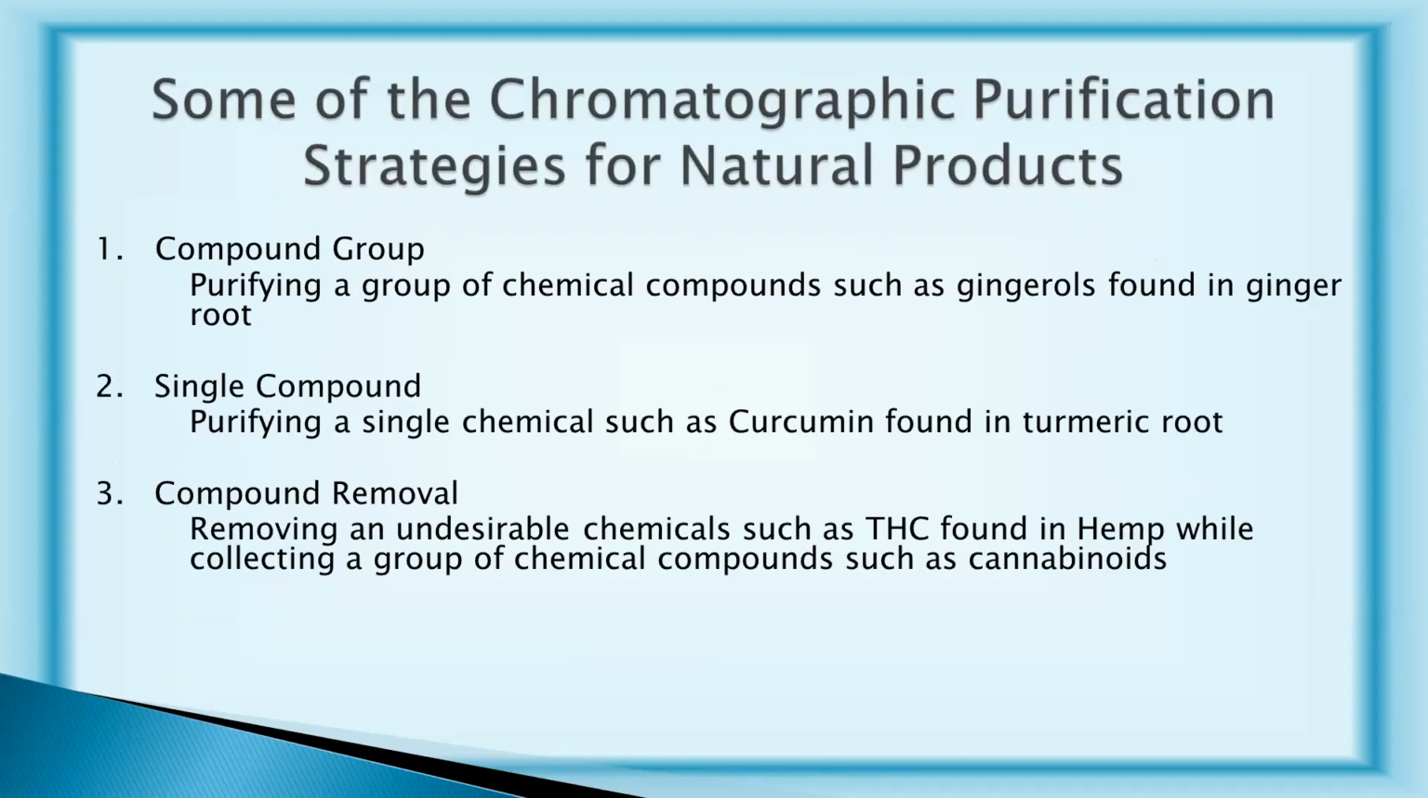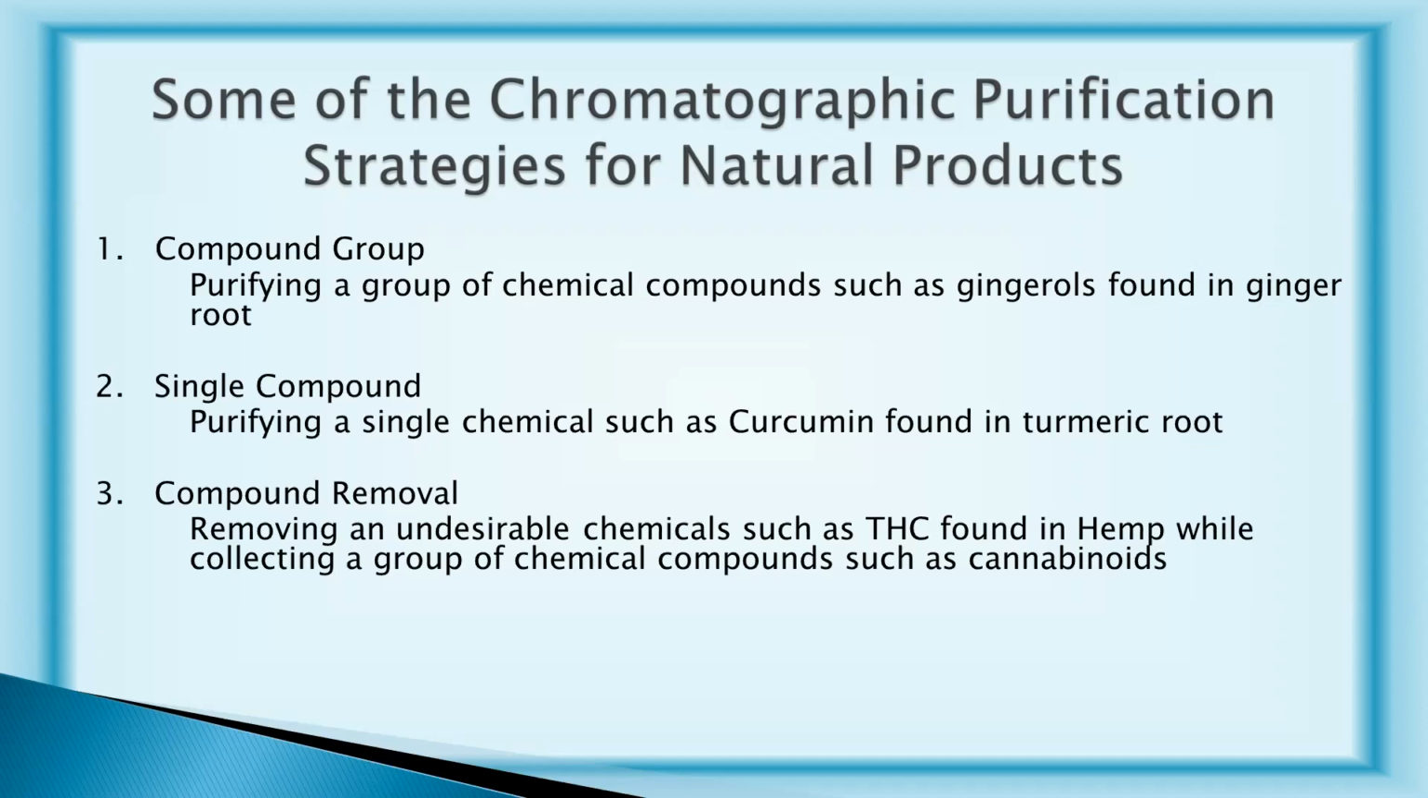What are some of the strategies for natural products? I've broken it down into three main ones. First, you have the compound group. In other words, you may be purifying a group of compounds such as gingerols found in ginger root, where there are a number of isomers of gingerol, but you're interested in collecting maybe a whole series of these isomers. So you could do that as one fraction. You're also interested in single compound. Maybe there's a curcumin in turmeric root that's viewed as a potentially active ingredient in turmeric root, and you would like to isolate just that one chemical.